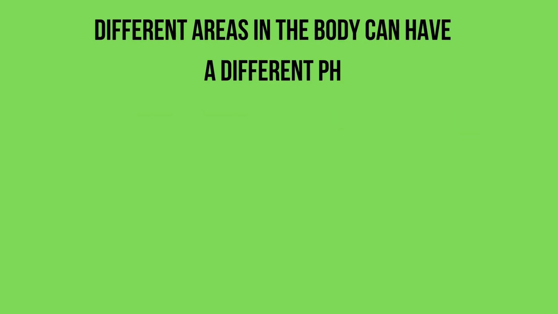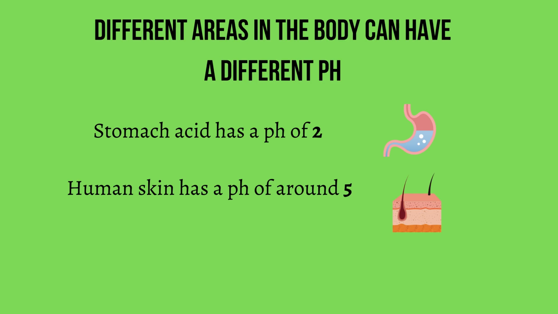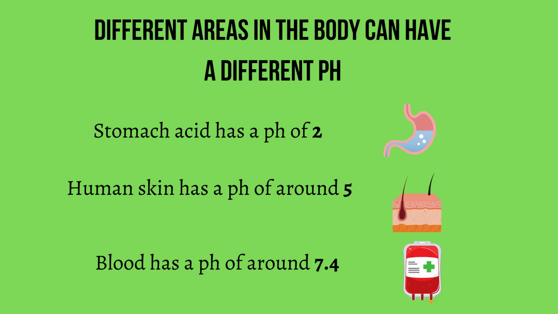Different areas in the body can have a different pH. For instance, stomach acid has a pH of 2. Human skin has a pH of around 5. And blood has a pH of around 7.4.